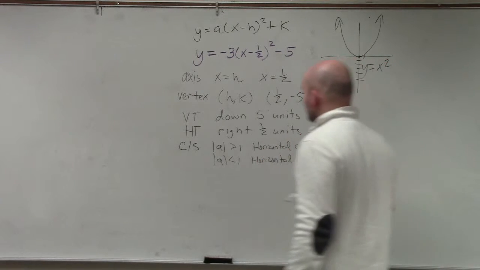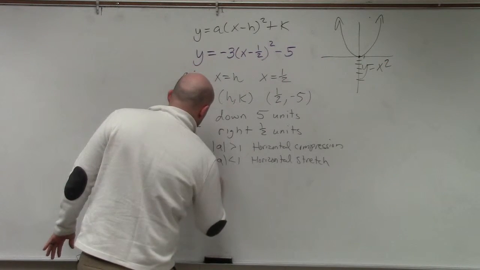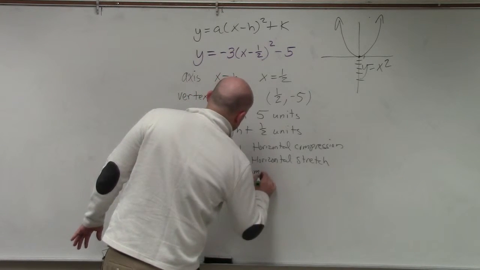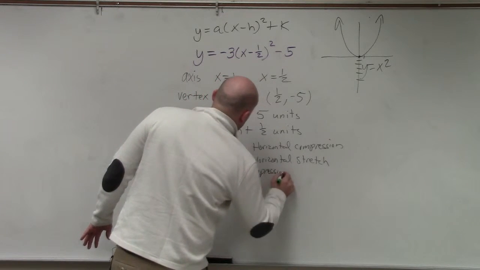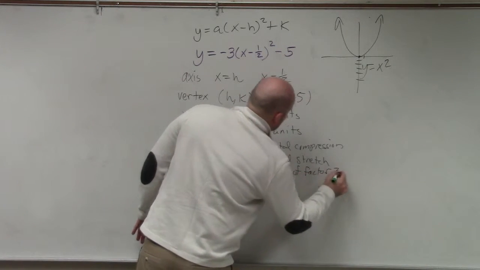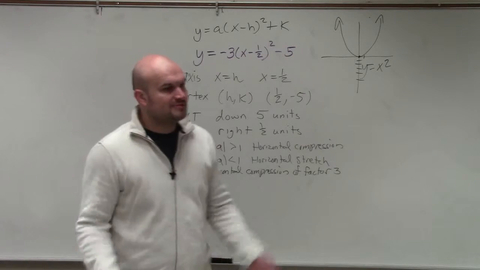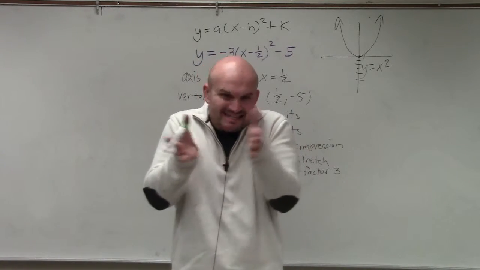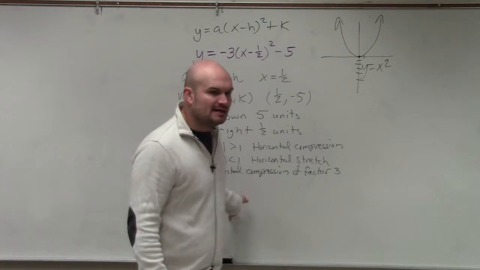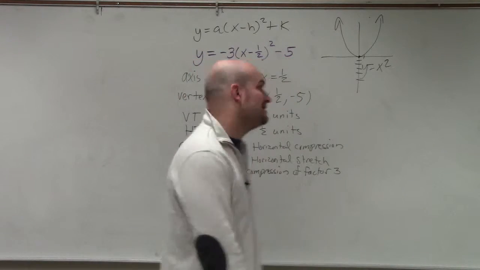So therefore, we could say that it's a horizontal compression of a factor 3. So it's compressing the graph. It's making it skinnier, as a lot of times we like to think about. And then the last one is domain and range.